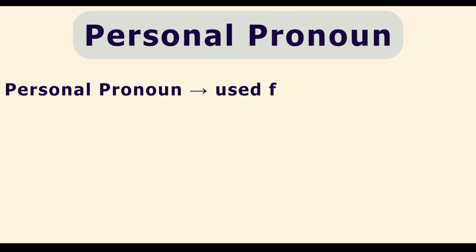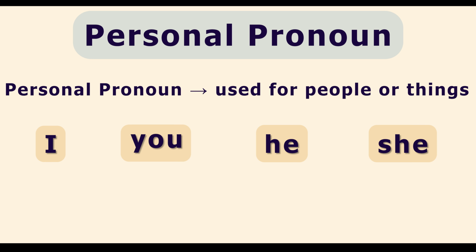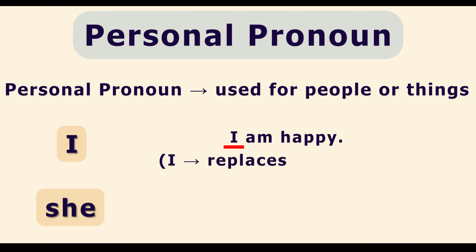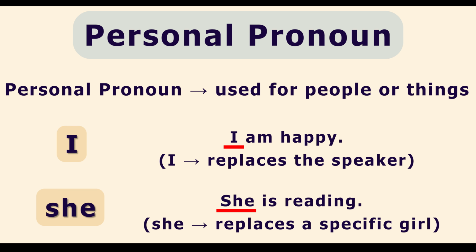Personal pronouns replace specific people or things, like I, you, he, she, it, we, and they. For example, I am happy. Here, I is the personal pronoun. Another example, she is reading. Here, she is the personal pronoun.